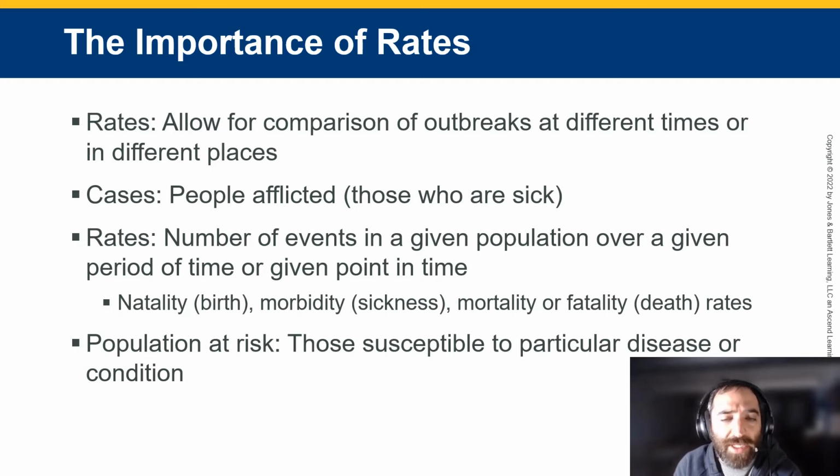A population at risk is a term that refers to people that are susceptible to a particular disease or condition. So for instance, prostate cancer is only going to affect men, right? They're the population at risk, and the population that is most at risk is older men.